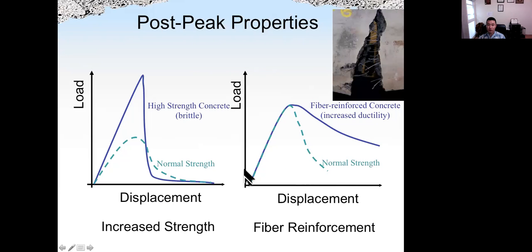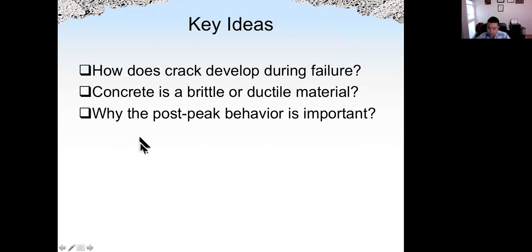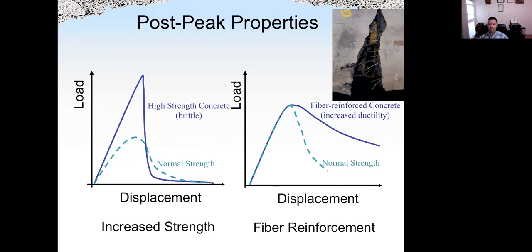Different types of concrete have very different post-peak behavior. As you can see here, high-strength concrete is typically more brittle compared to normal concrete. Although high-strength concrete has higher strength, as we can see the peak load is higher compared to normal concrete, after the peak load it is more brittle, with not much resistance.